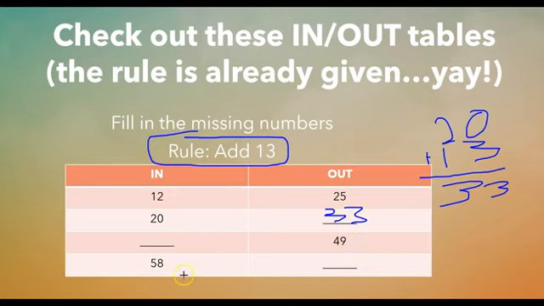So we've got 58, and we've got to add 13, because remember, we add 13 to our in. 58 plus 13, so 11, bring up a 1. So that's 71.